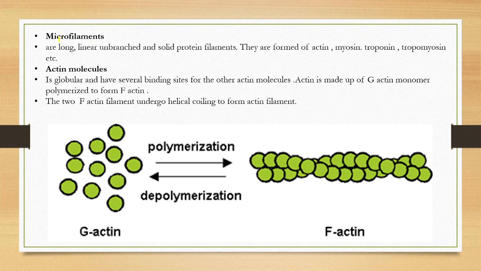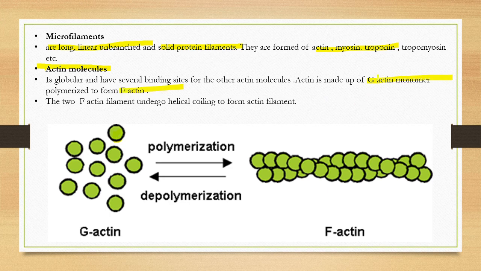What are the microfilaments? So they are long, linear, unbranched solid protein filaments. They are formed of actin, myosin, troponin, tropomyosin, etc. So what is an actin molecule? This is globular. This is an actin molecule and has several binding sites for the other actin molecules. There are different types of actin molecule. You can see the binding sites here. Actin is made up of G-actin monomers polymerized to form F-actin.